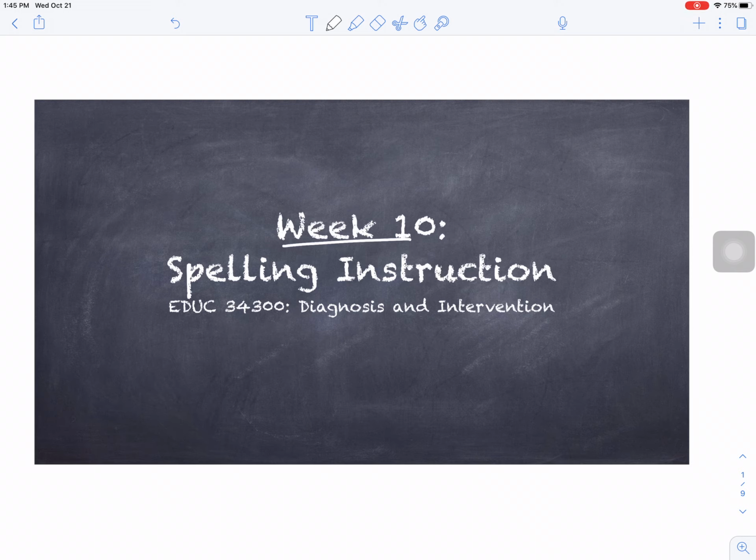This week we're looking at spelling instruction. We'll look specifically at what developmentally appropriate spelling instruction is and what it isn't. We will look at assessments that you can use to see where a student is as a speller, and then we'll consider interventions from your textbook as ways to support a speller no matter what level or area that they're working within.